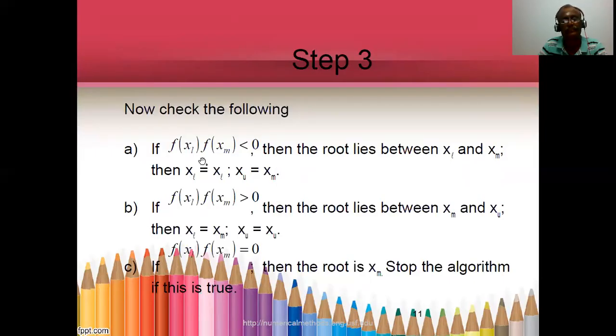Now we check the sign of f of xl times f of xm. If it is negative, the root is between xl and xm. If f of xl times f of xm is positive, the root may be between xm and xu. And if f of xm is exactly 0, then the root is obtained, that is, we can stop the process. Otherwise, we repeat this process until the difference between two successive values is less than or equal to the desired accuracy.